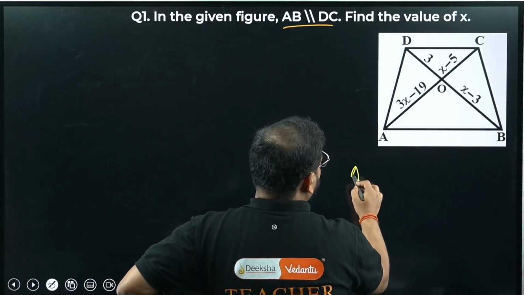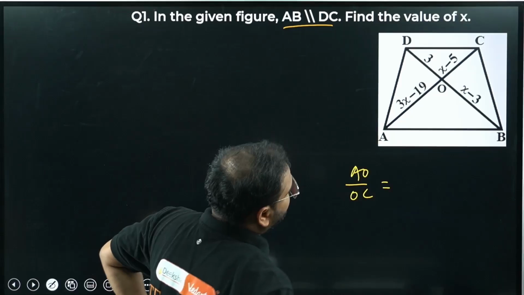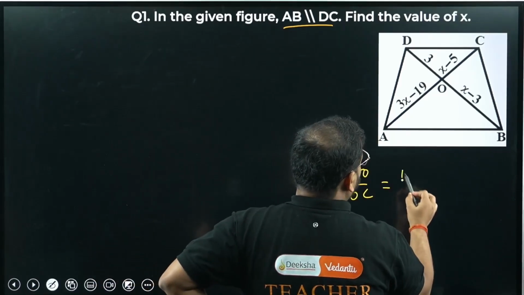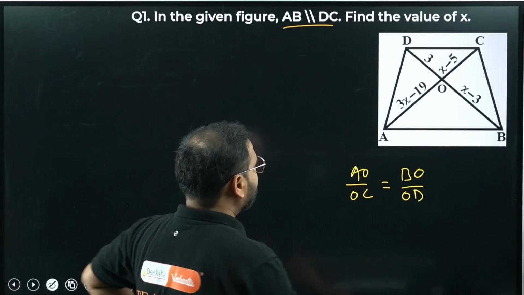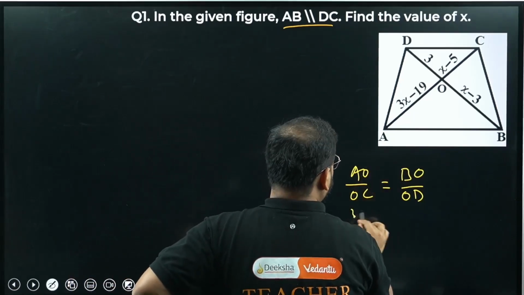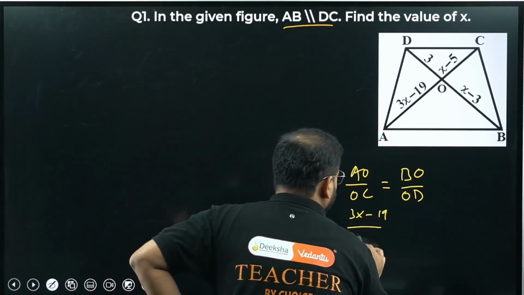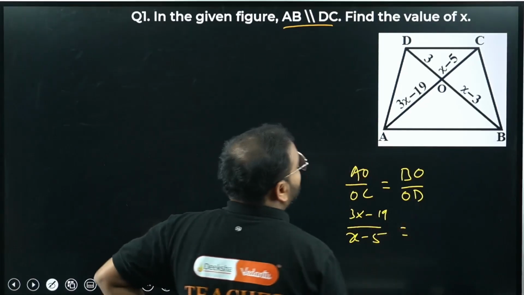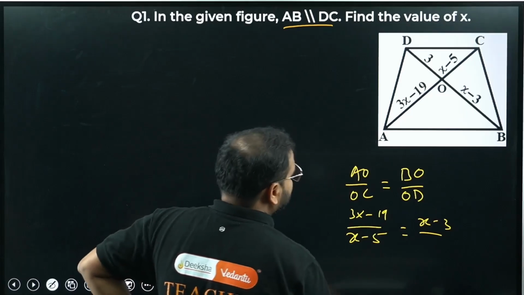It means AO by OC equals BO by OD. Have a look. What is AO? AO is 3x minus 19. What is OC? OC is x minus 5. BO is going to be x minus 3. And what is OD? OD is simply 3.